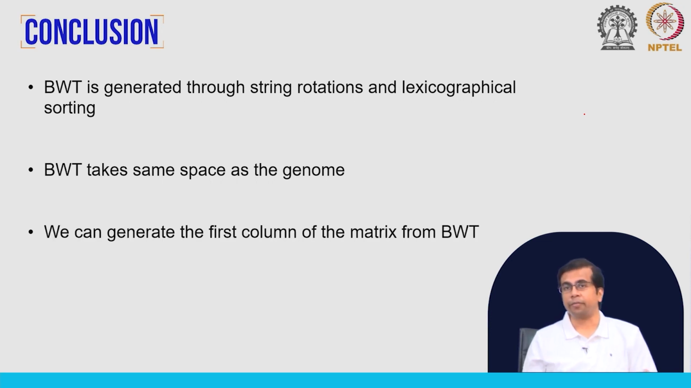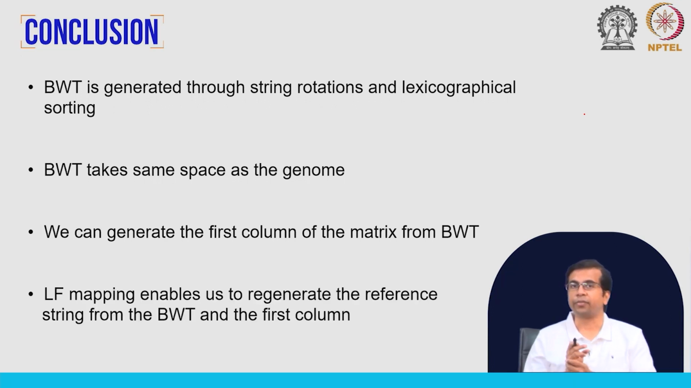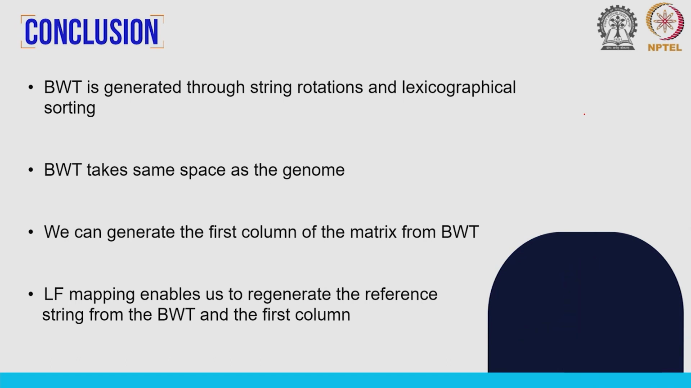And this Burrows-Wheeler transform actually has very interesting properties. One is that we can generate the first column of the matrix from the BWT. If you take the BWT, you can simply sort it lexicographically, and that will give the first column. And we have seen a property called last-first mapping, and utilizing this BWT with the first column and the LF mapping, we can generate the reference sequence. So, we will keep this in mind, and in the next class we will see how we can utilize this BWT and the LF mapping to map reads against the reference sequence in an efficient manner.